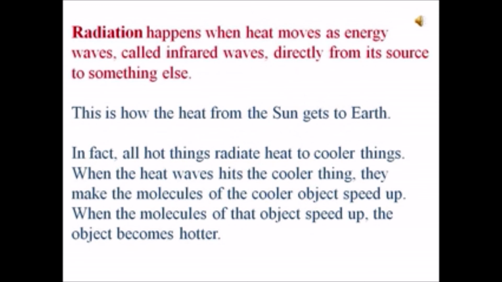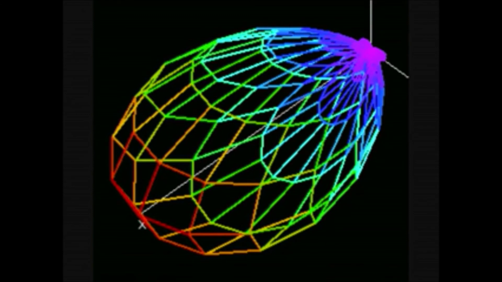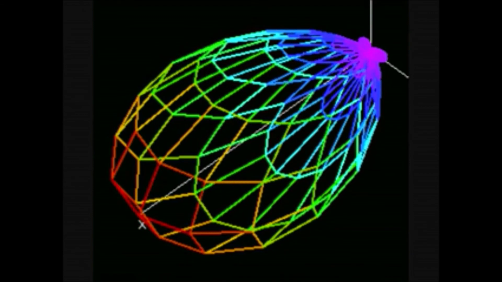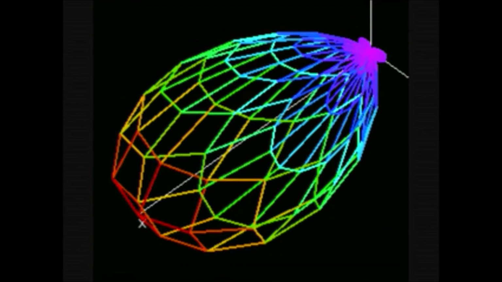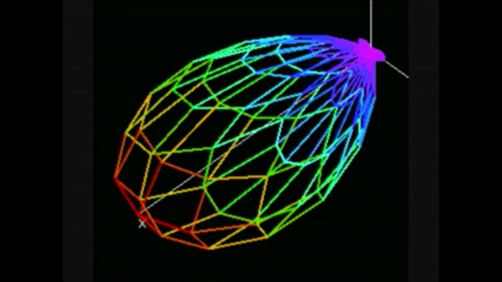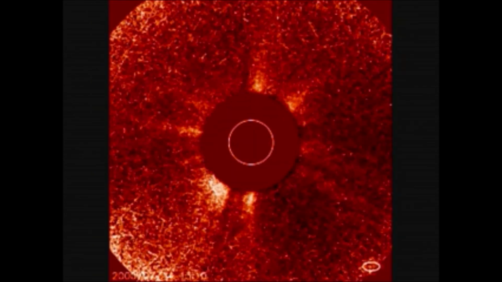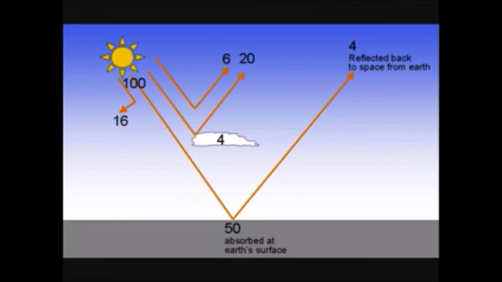Radiation. Radiation happens when heat moves as energy waves called infrared waves directly from its source to something else. This is how the heat from the sun gets to Earth. In fact, all hot things radiate heat to cooler things. When the heat waves hit the cooler thing, they make the molecules of the cooler object speed up. When the molecules of that object speed up, the object becomes hotter.